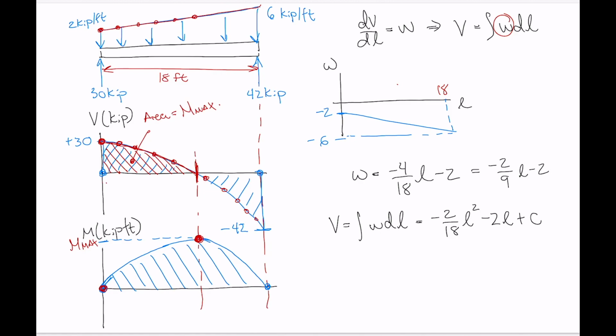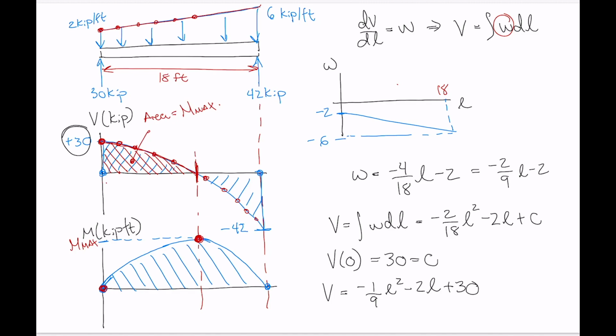Now, for that constant of integration, all we do is take the value of shear at 0 and plug it into that equation. So we know what the value of shear at L equals 0 is. It's plus 30. So this is 30, and that equals C because that's the only term we have left in that expression. Okay, so now we've got V is minus 1/9 L squared minus 2L plus 30.